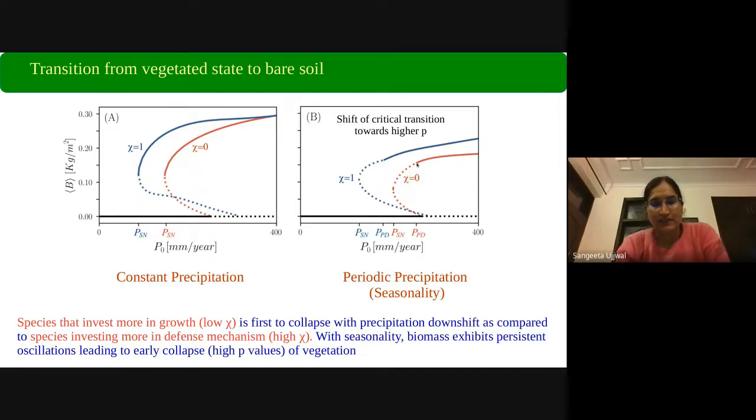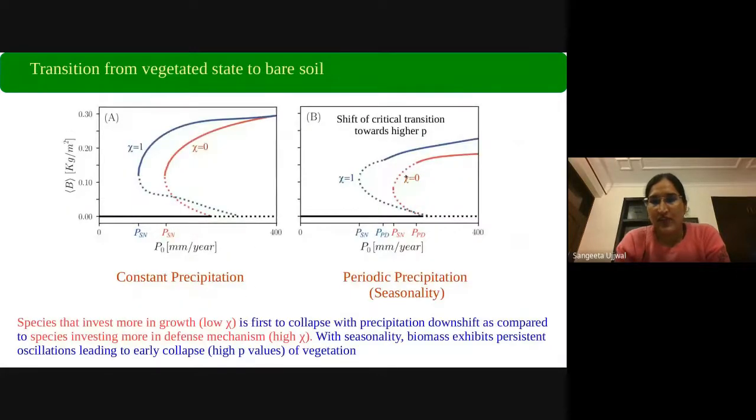So I'm always saying that much before, because we start with the uniform vegetation and then we lower the precipitation, and then we see where it loses its stability. So this branch loses stability much before, and it collapses to bare soil. So much before the saddle node bifurcation point is reached. This is due to the oscillations due to the external forcing.